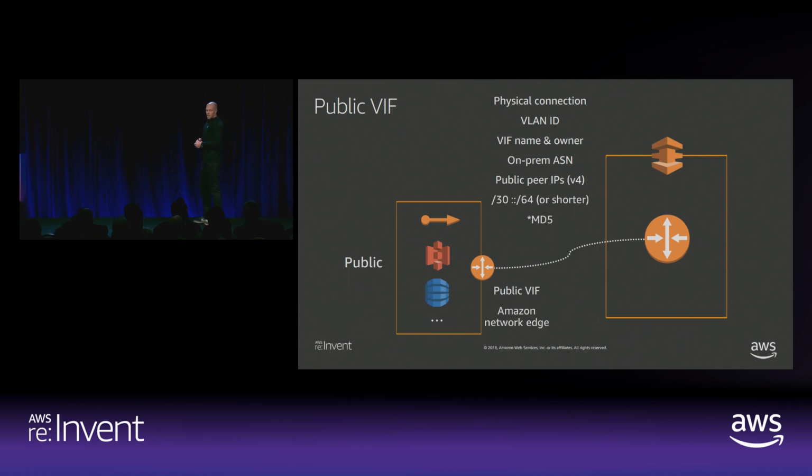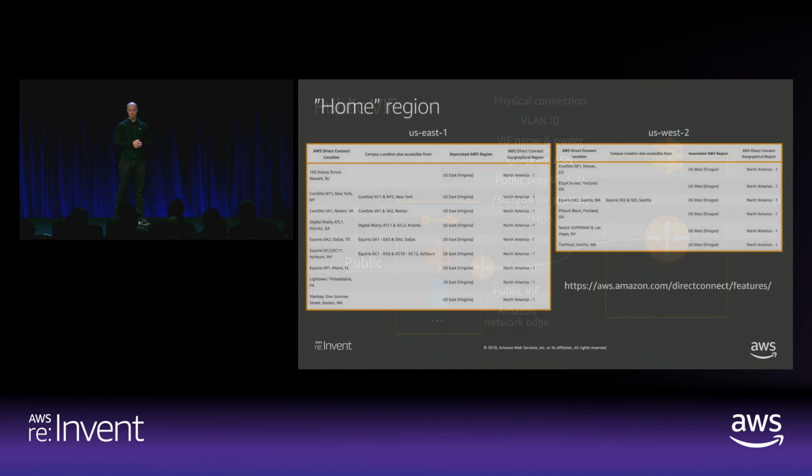Also, it is important to note, we're not going to go super deep in this talk, but there are other talks that are going to discuss some of this stuff, that you can connect to these public resources through your VPC with the use of AWS Private Link. Private Link is accessible over Direct Connect. So that's another option if you don't want to use a public VIF.